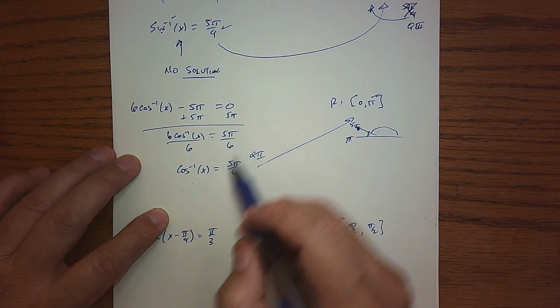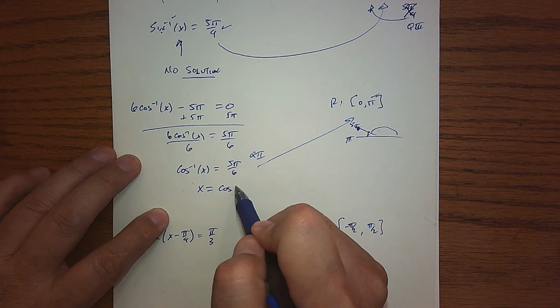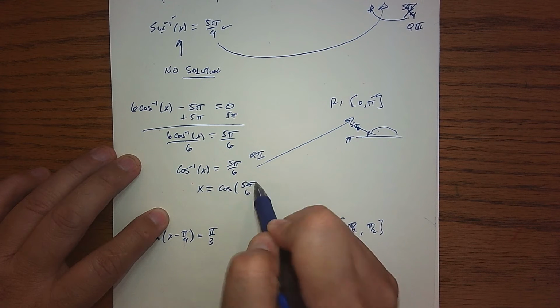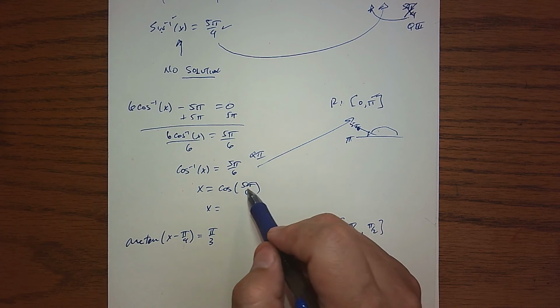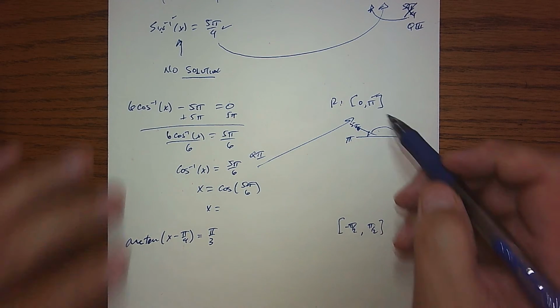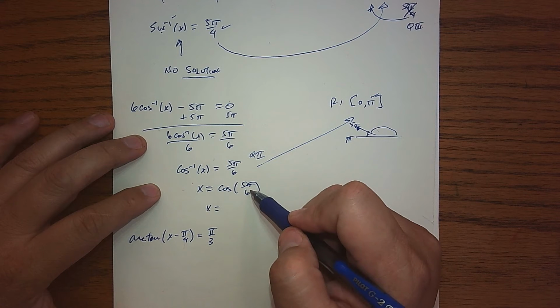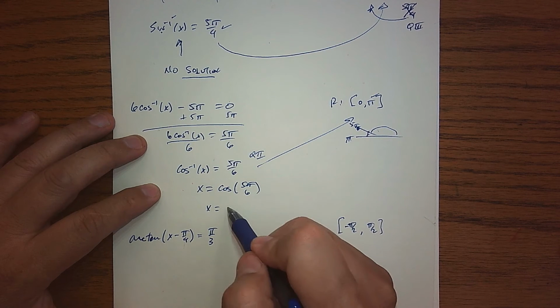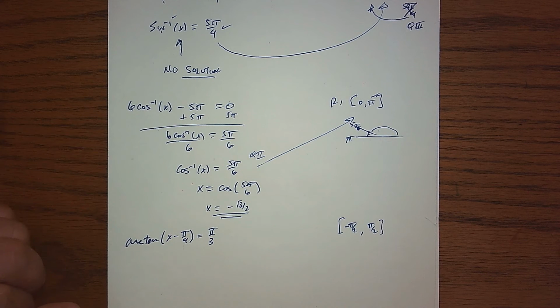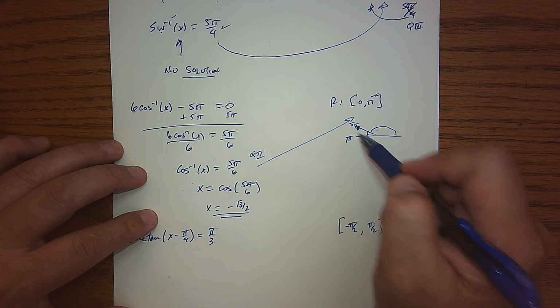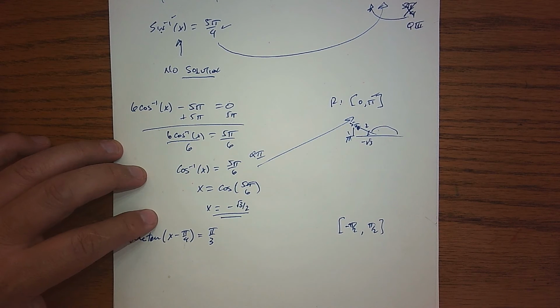So this is defined. Our x is the cosine of 5 pi over 6, and busting out a unit circle, this is basically a 30-degree reference, so I believe that's negative square root of 3 over 2. So with a 30-degree reference, negative square root of 3 over 2 is what the cosine of 5 pi over 6 is.